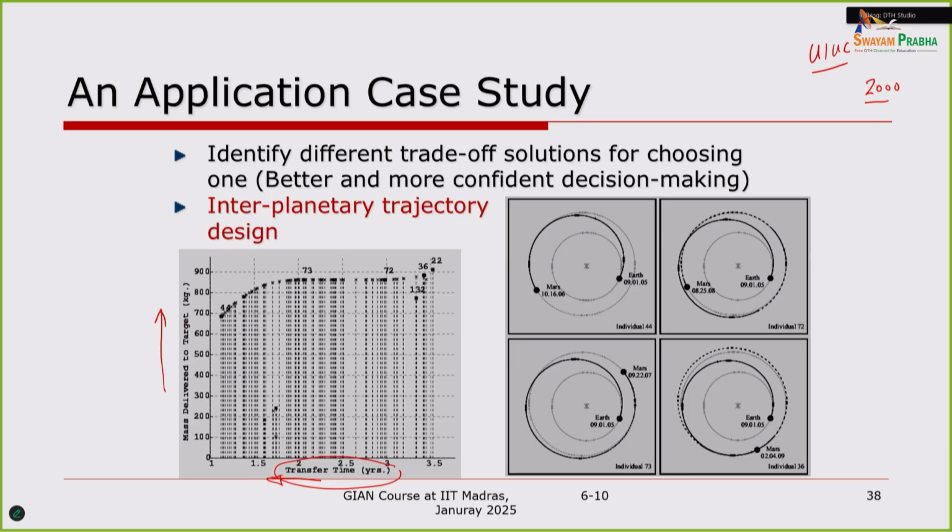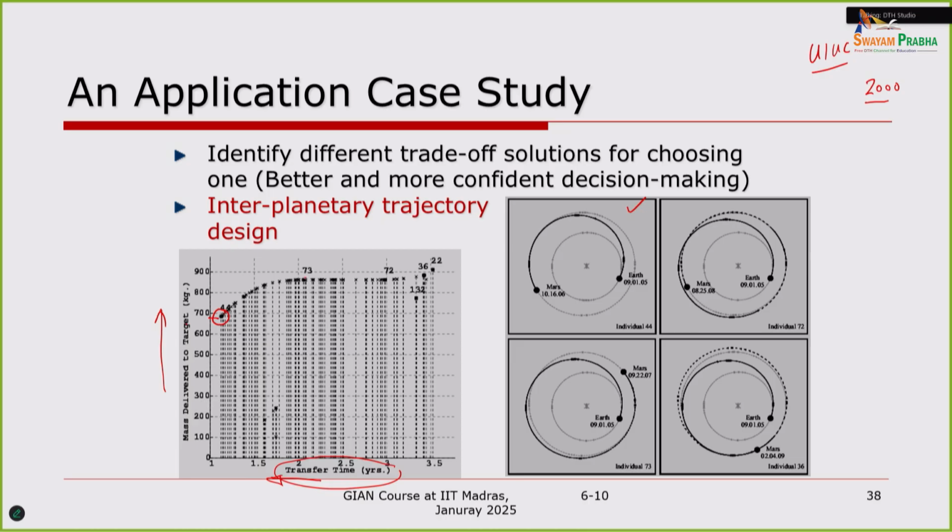This was early for EMO, in 2000. These kinds of applications motivated people to pay attention to this. So let's take solution 44, which is the minimum time solution, which is here. It takes about 1 year and a few months to go from Earth to Mars, and here is the trajectory you can see. And you deliver slightly less than 700 kilos of mass at the destination planet.